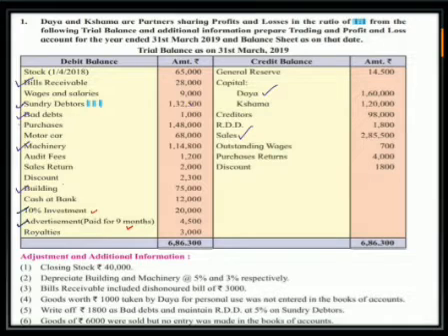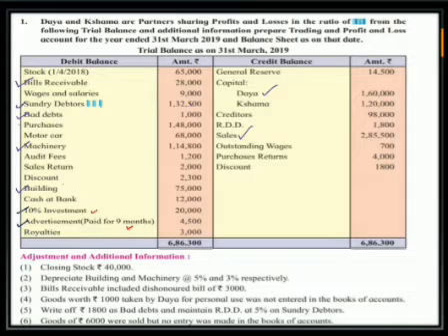Goods withdrawn by Daya for her personal use, and second effect, we have to give to the partners. If we have prepared partners' capital accounts, then show it as drawings under Daya's capital account, or you can deduct it from the balance sheet liability side from Daya's capital account.